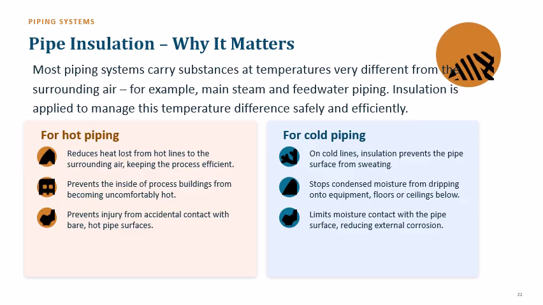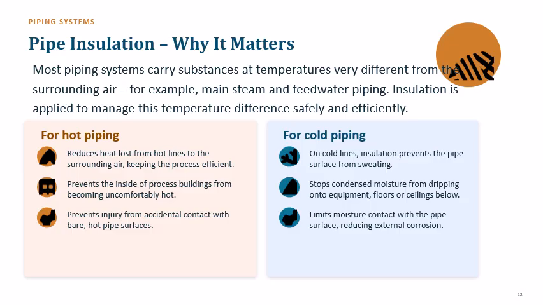Next is about pipe insulation. So why does insulation matter? Most piping systems carry substances at a temperature very different from the surrounding air, for example the main steam and the feed water pipings. And also insulation is applied to manage this temperature difference safely and also efficiently.